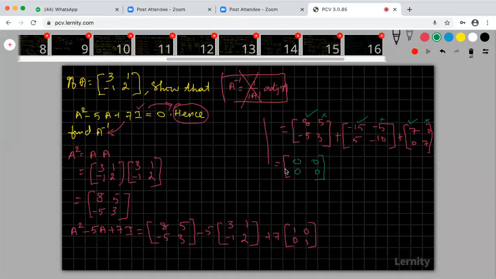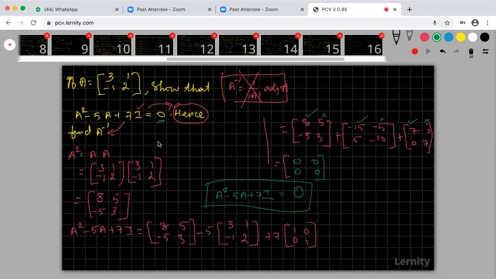Okay. So the right hand side we are getting the 0 matrix. 0 matrix is denoted by capital O. This is not 0, this is the zero matrix, capital O. Okay. So therefore, what is the left hand side? My left hand side is A square minus 5A plus 7I equal to 0. So this is the answer.